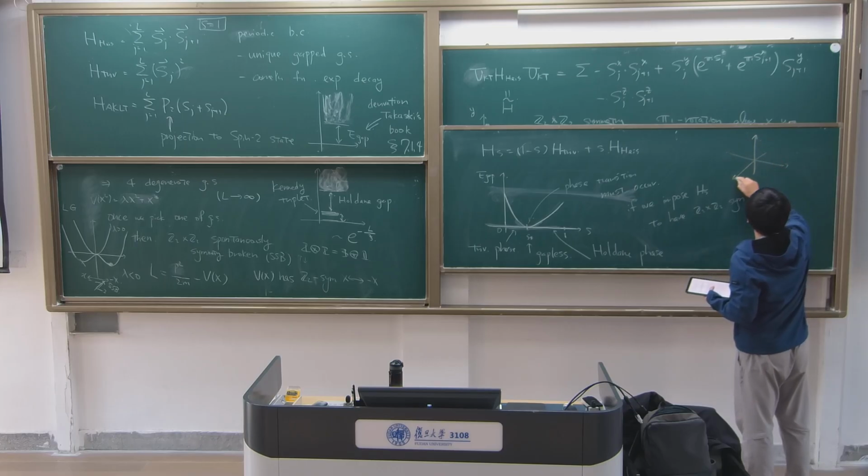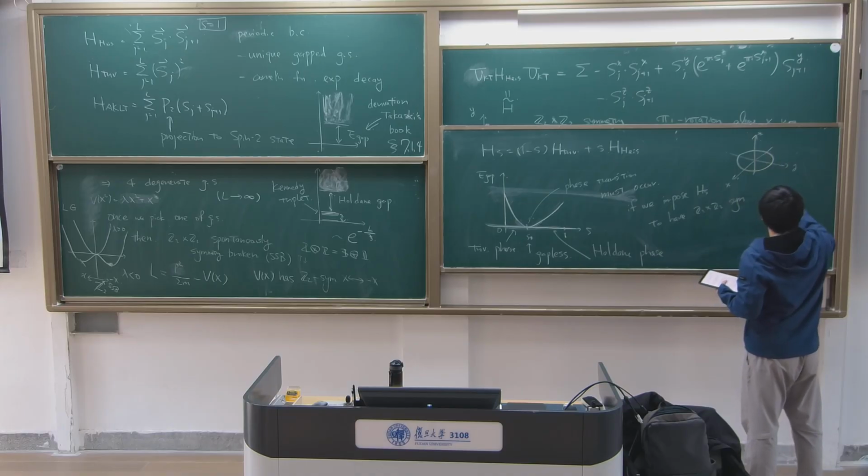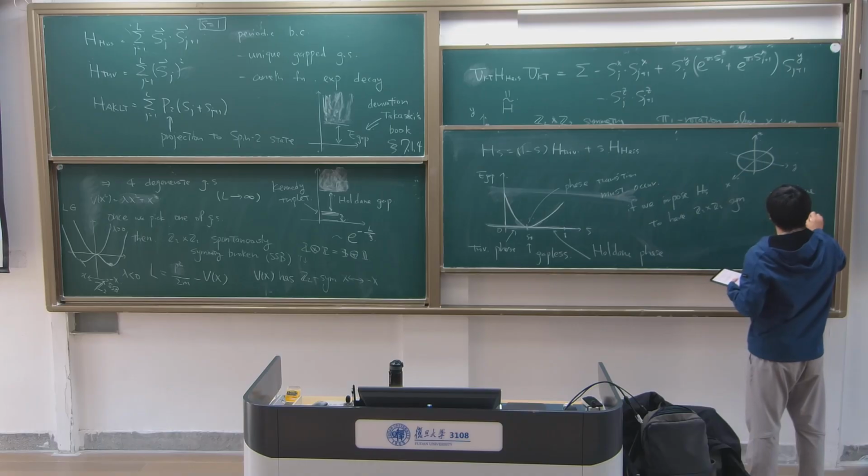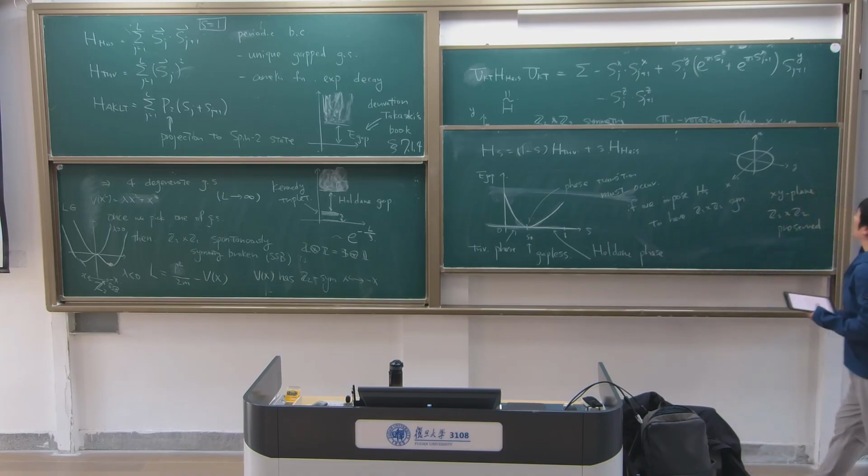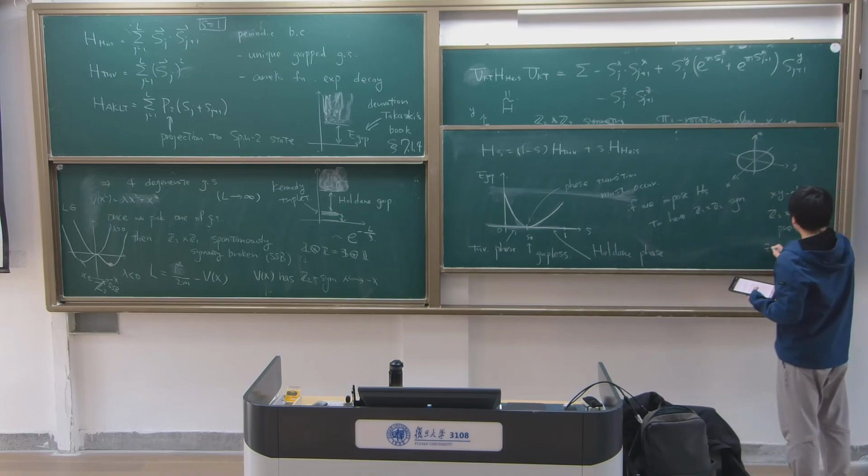So there's an X like this, right? X, Y, and Z, and there's a space of Hamiltonians. And then here you have something like this: in the xy plane, D2 plus D2 is preserved, but along the z-axis, where z is non-zero, D2 plus D2 is broken.